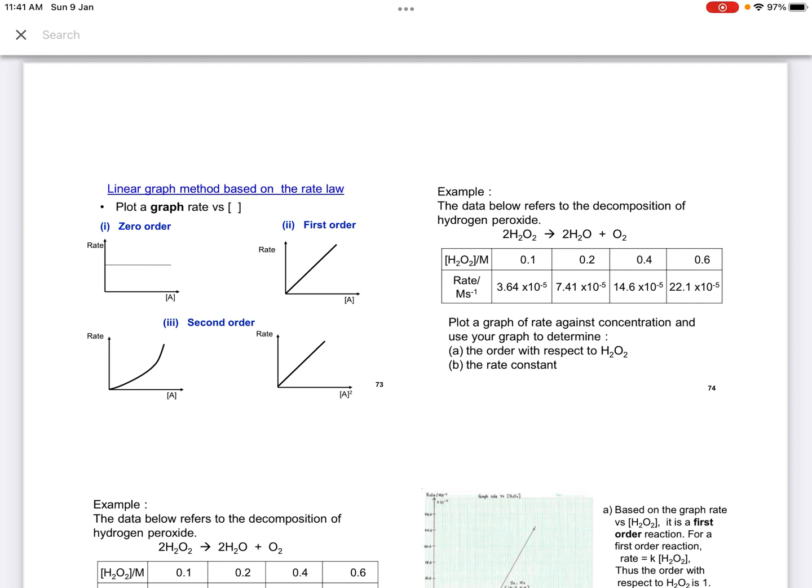So data below refers to the decomposition of hydrogen peroxide. Plot a graph of rate versus concentration and use your graph to determine the order respect to H2O2 and rate constant. So again, we have to plot the graph and to find. But they already mentioned, plot a graph of rate against concentration. You tak boleh lukis graph lain. Mesti rate versus concentration.